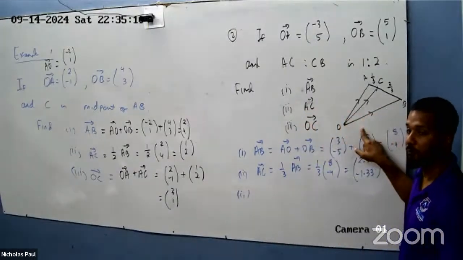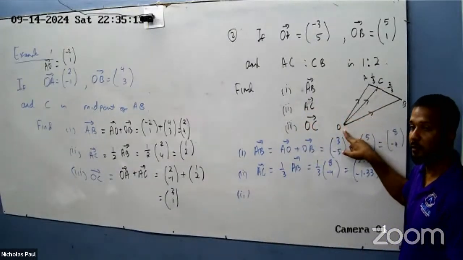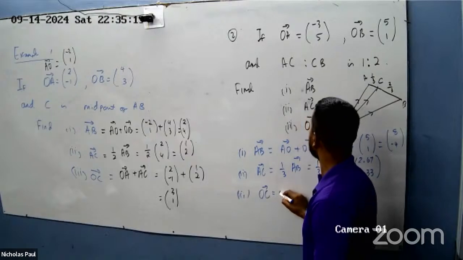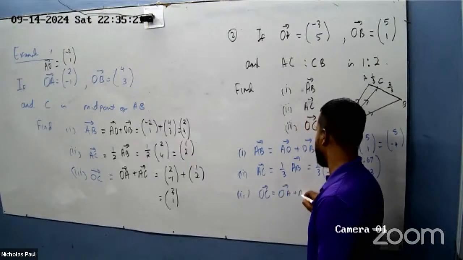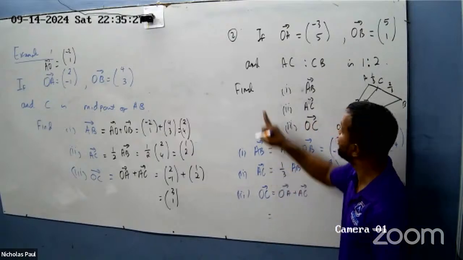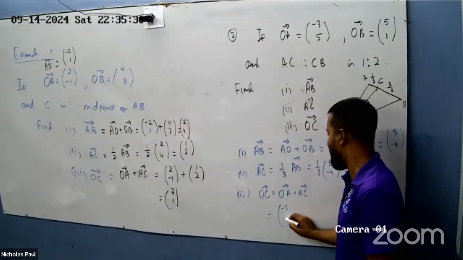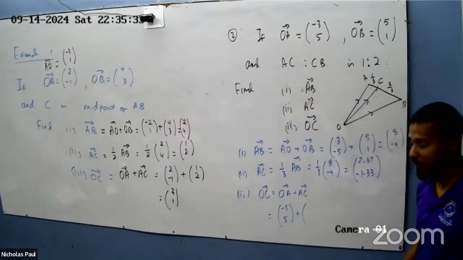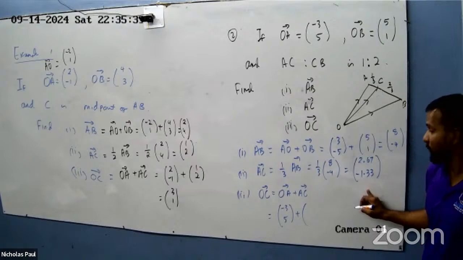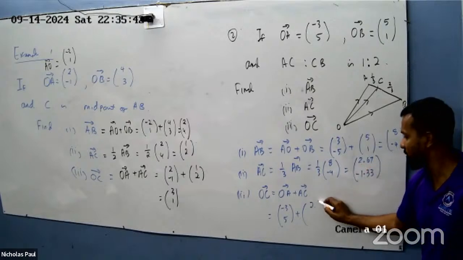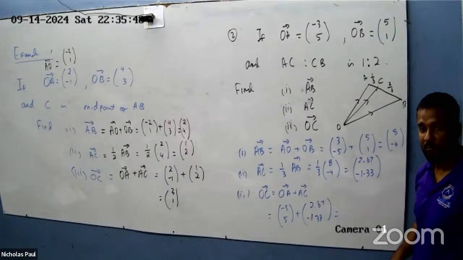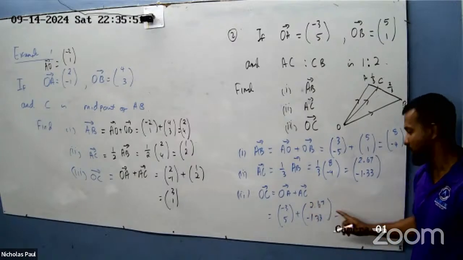Look at the diagram. O to C is what? O to A and then A to C. Very good. So that's O to A and then A to C. Okay with that? And what is O to A? O to A is minus 3.5 and something. And then what is A to C? A to C is 2.67, minus 1.33.